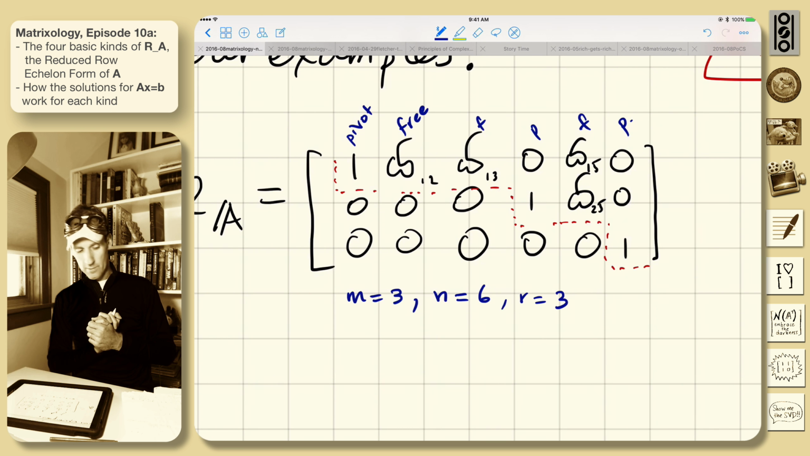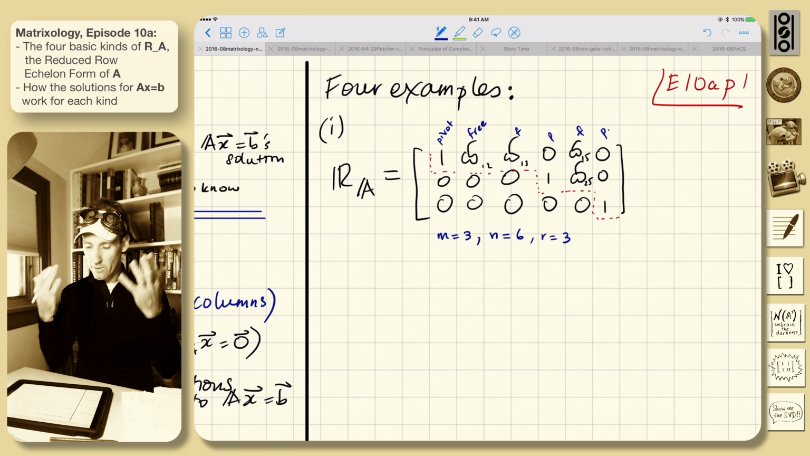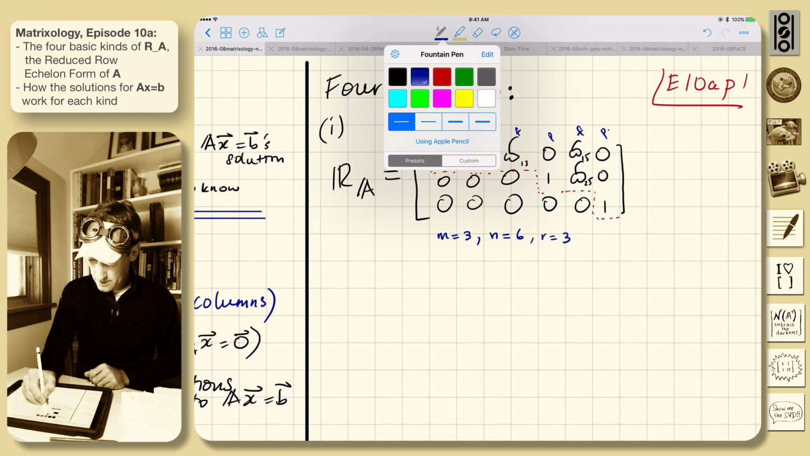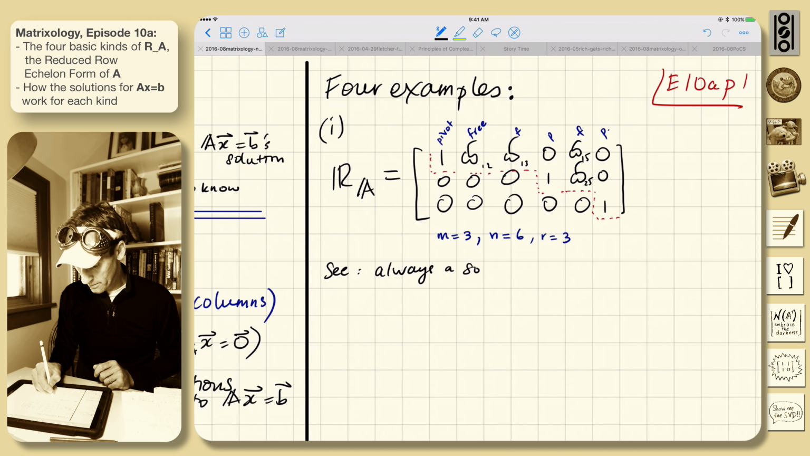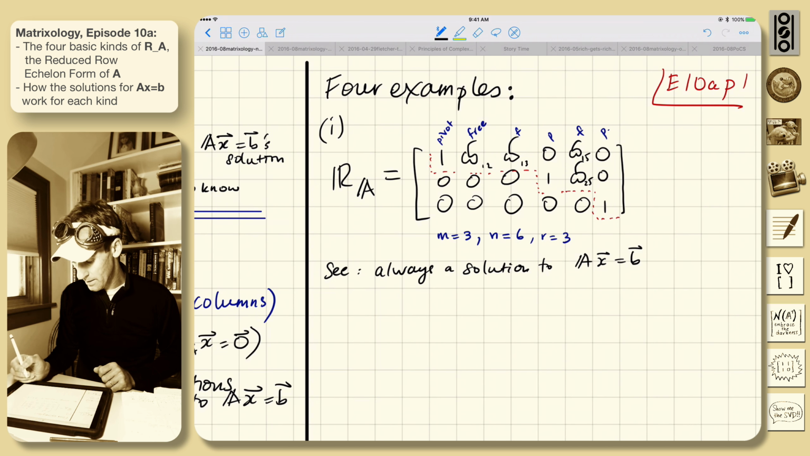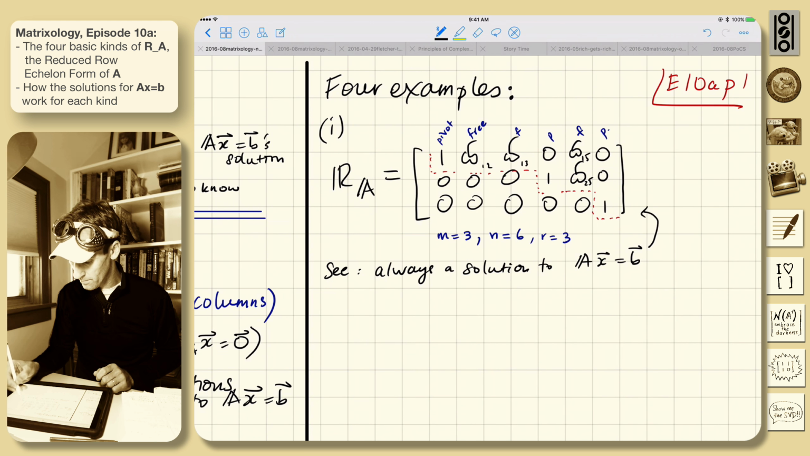Okay, so there's always a solution to this. So this is a case where there's always a solution. So this is what we know so far, right? So we see there's always a solution to the original thing, equivalently to R_A, solution to A x equals B. Because there's no row of zeros. No row of zeros. And this is this M equals 3 case.